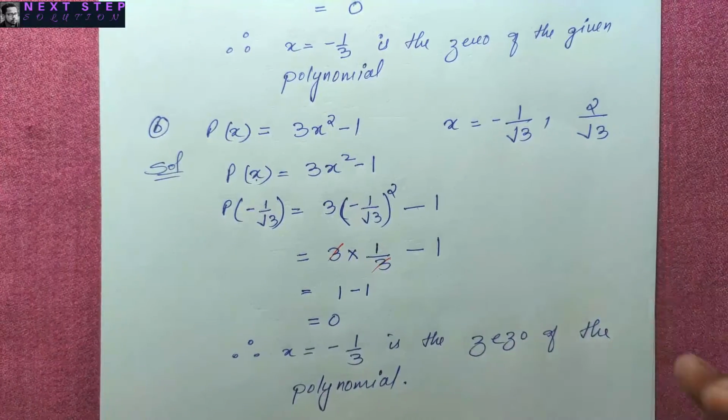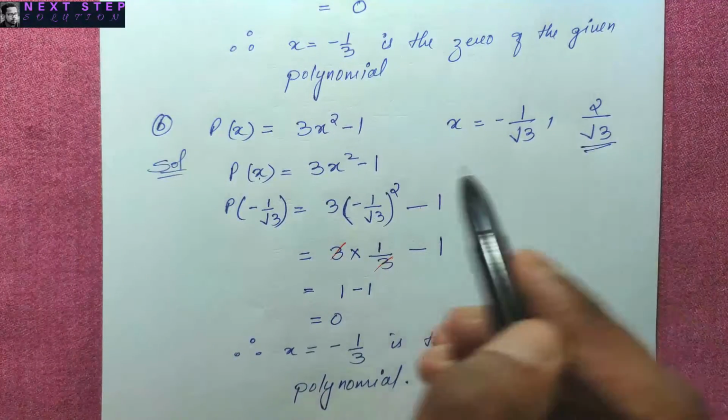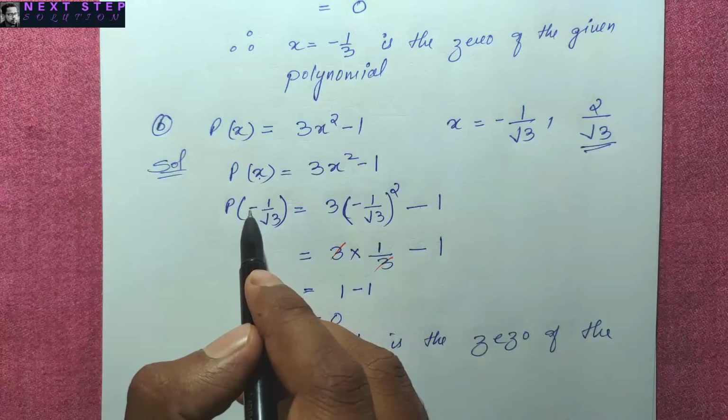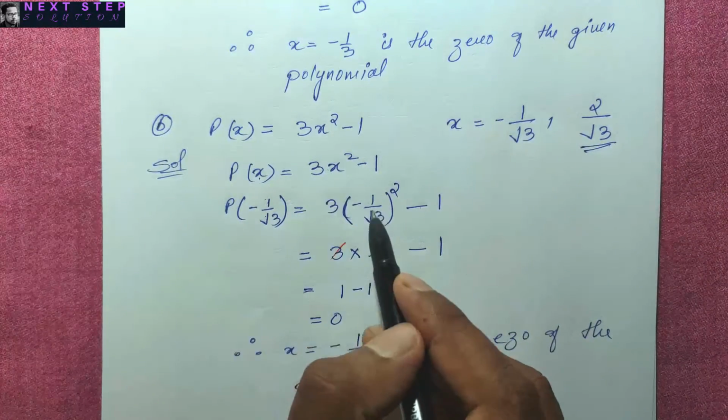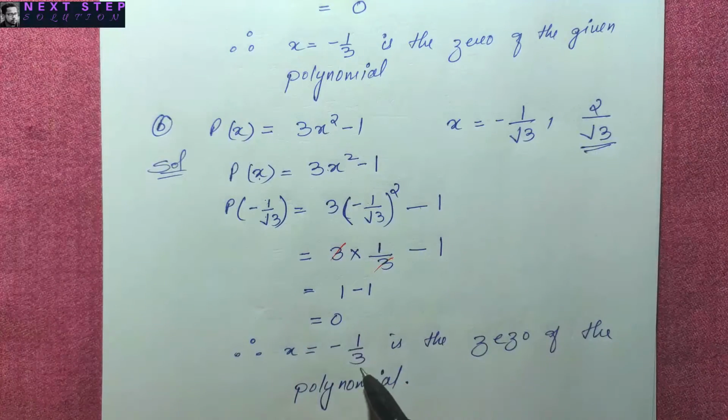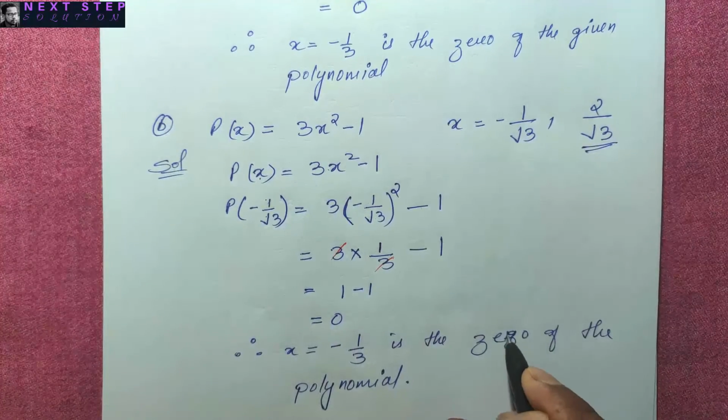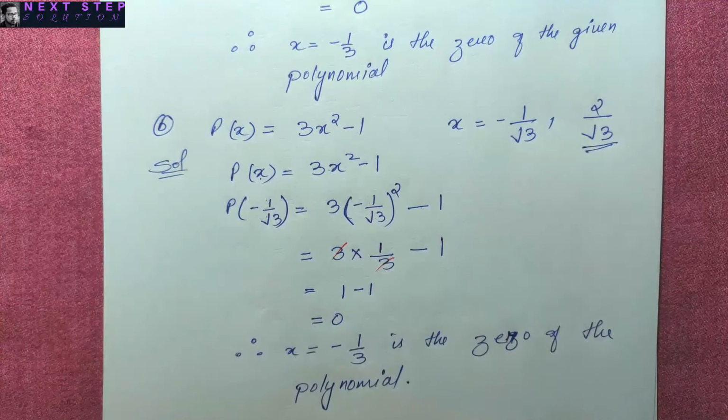Now you can try this by yourself. The same thing will be followed. Instead of writing x, we write 2 by root 3, and here this x becomes 2 by root 3. Ultimately, if we get 0, we say it is the 0 of the polynomial, and if we don't get 0, then we say it is not the 0 of the polynomial.